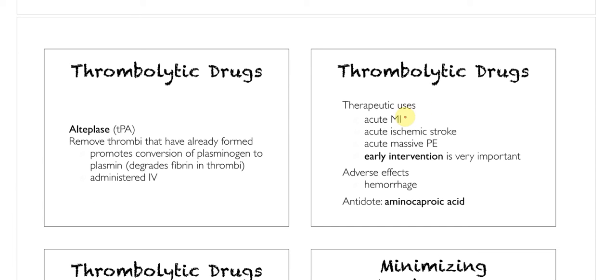And for uses, we're going to be talking about MI, ischemic stroke, massive PE, the things that have the highest risk of very severe side effects if we don't have rapid administration with this super powerful drug. We have to make sure that we are giving it early. Most of the time we're talking about a 30-minute window. And for adverse effects, clearly hemorrhage. And if we give too much, we're looking at aminocaproic acid as our antidote.